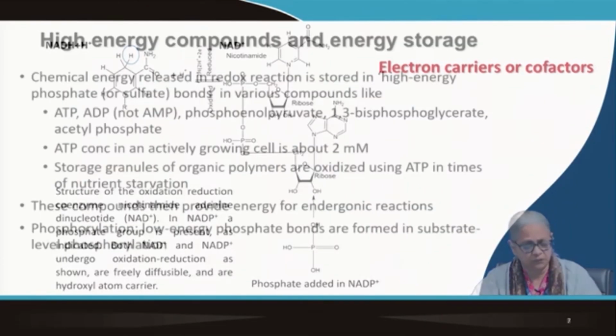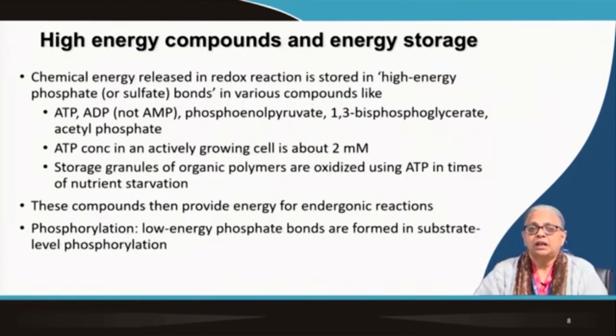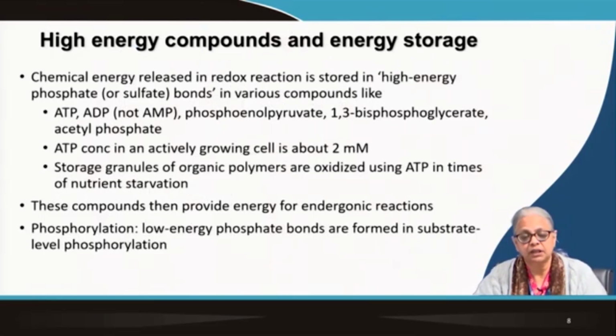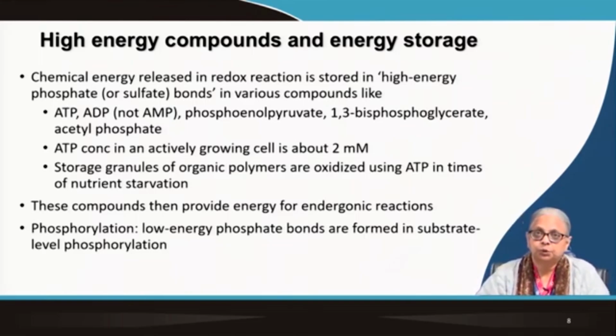So now that we know that we have different carriers for transporting electrons, we also realize that this electron transport process is how energy is going to be generated in the form of ATP. Chemical energy which is released in the redox reactions has to be stored in high energy phosphate, or in some cases in sulfate bonds. So we have ATP and ADP. These are both high energy bonds. AMP on the other hand is a low energy bond.